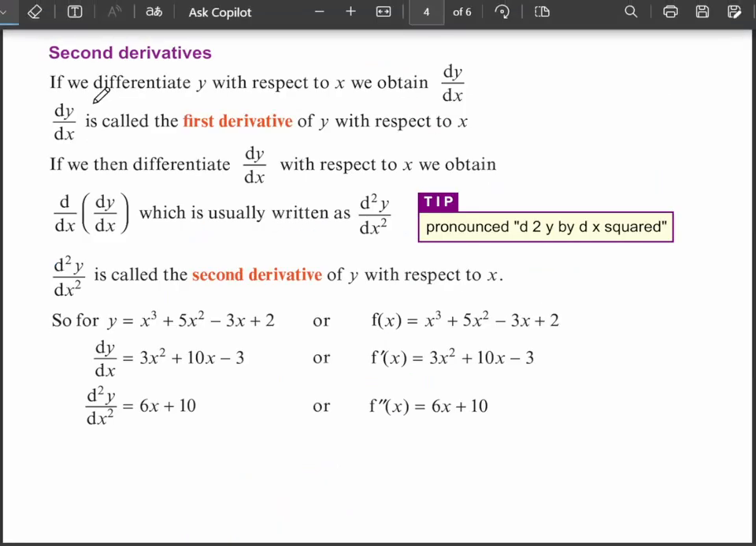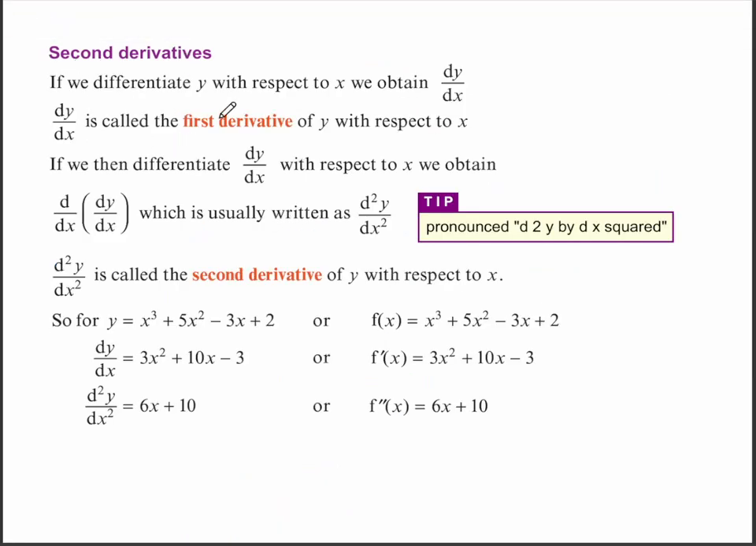Something else we have is second derivatives. If we differentiate y with respect to x the first time, we get dy/dx, and that is used to calculate the gradient. On the other hand, when we differentiate this again with respect to x, we get the derivative of that, and that is written like this: d²y/dx². And this is the second derivative of y with respect to x.